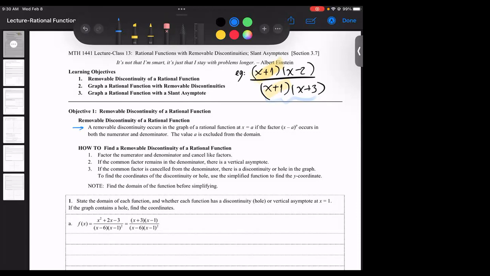Now, if I ask you what is the domain of that function, you would look at the reduced function, right? So the reduced function will be x minus 2 over x plus 3. Right? So you're going to look at that reduced function to tell me what's the domain, right? In this case, it will be everything except -3.